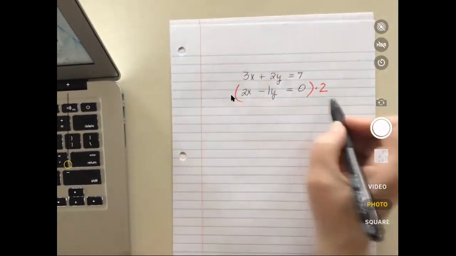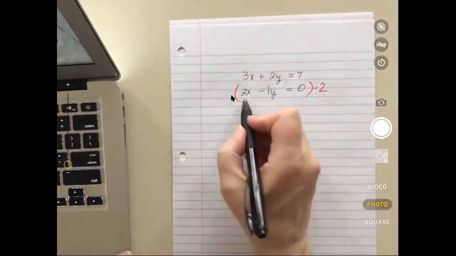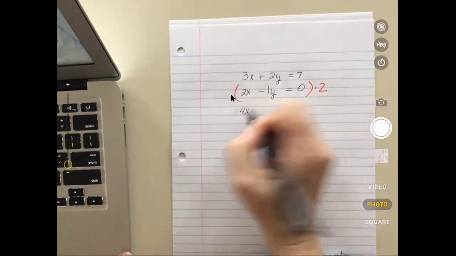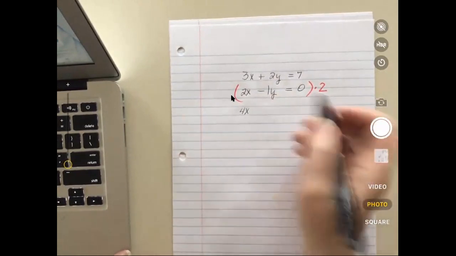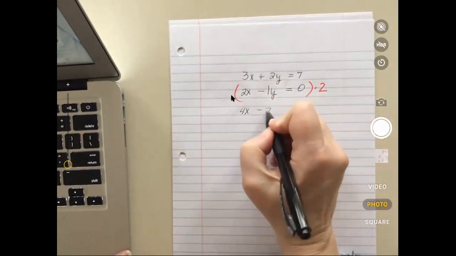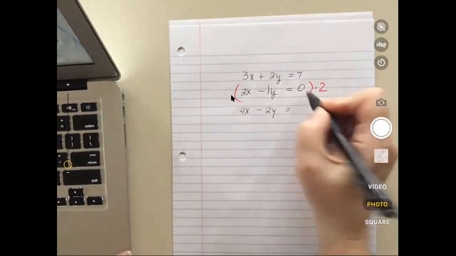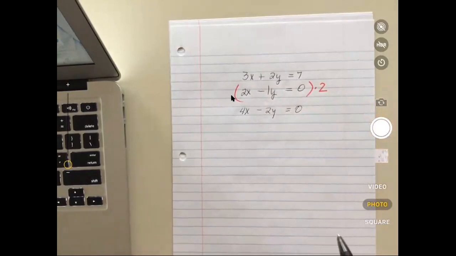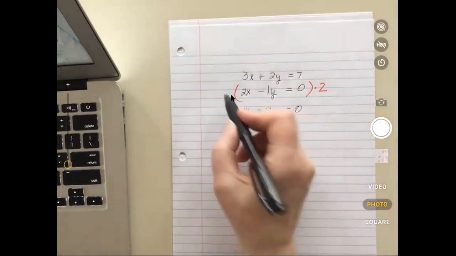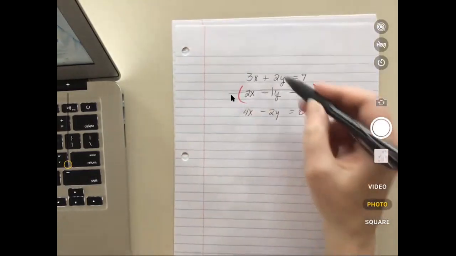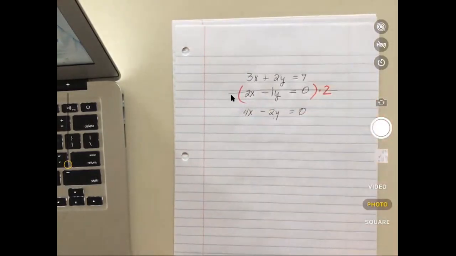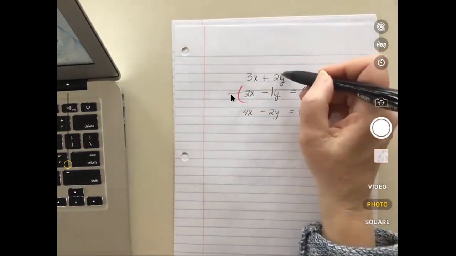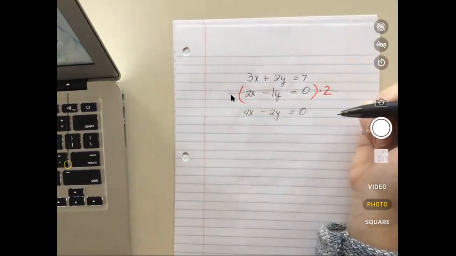If I multiply the whole bottom by 2, 2 times 2x, that's 4x. 2 times minus 1y, that's minus 2y. And 2 times 0, that's 0. Okay. So I doubled the whole bottom. Look at the y's now. I'm jumping over that one in the middle. They're going to eliminate because this one's a plus 2y and this one's a minus 2y.